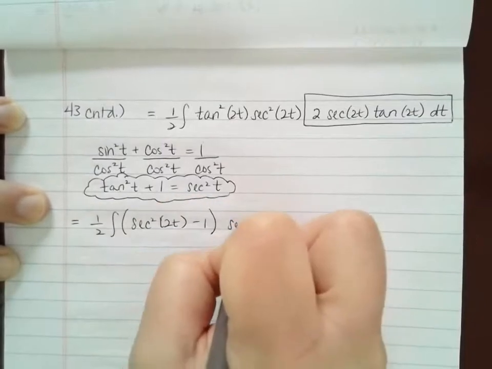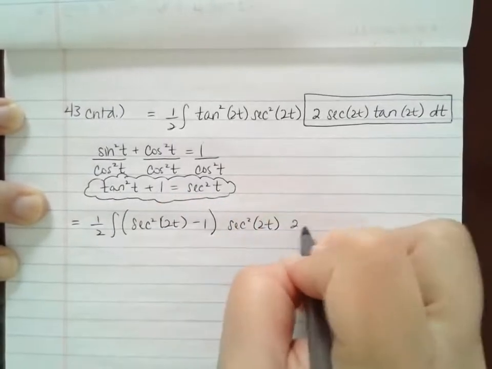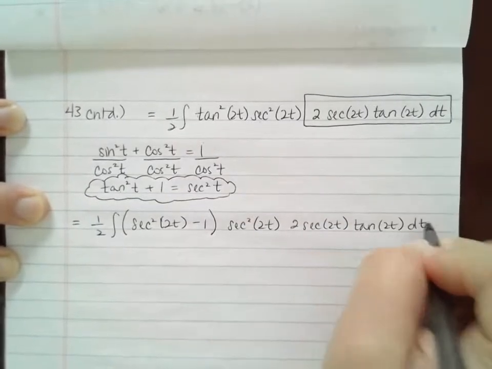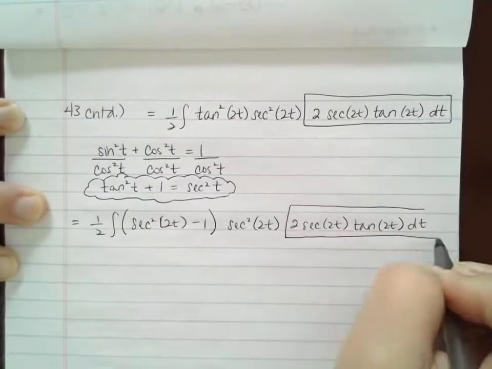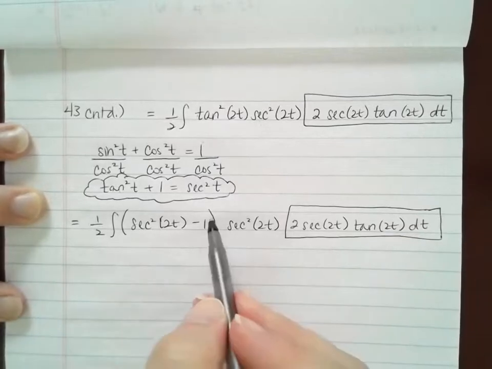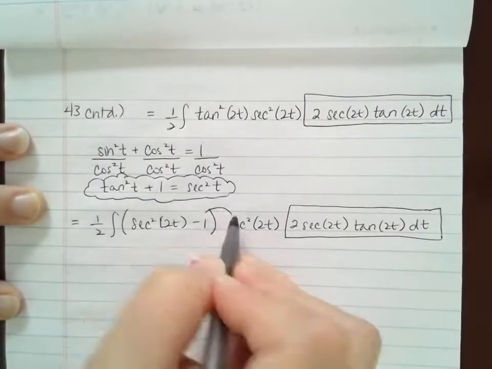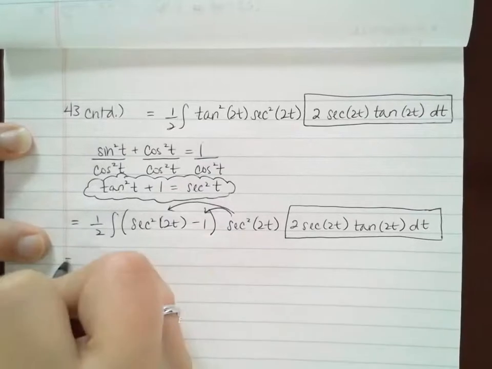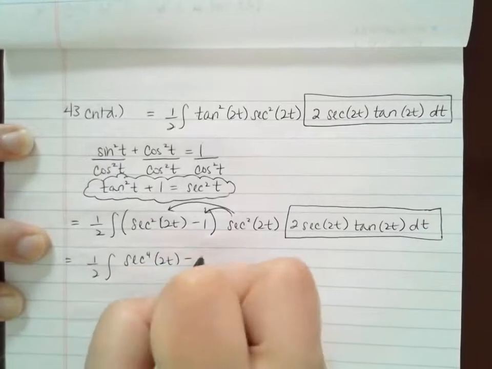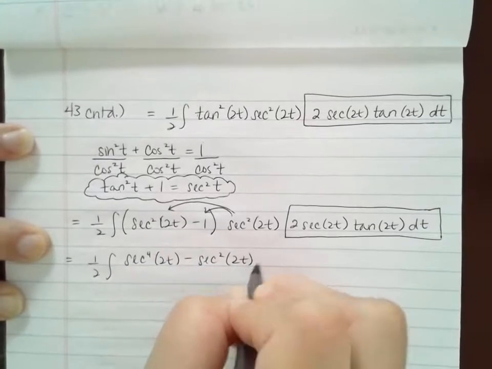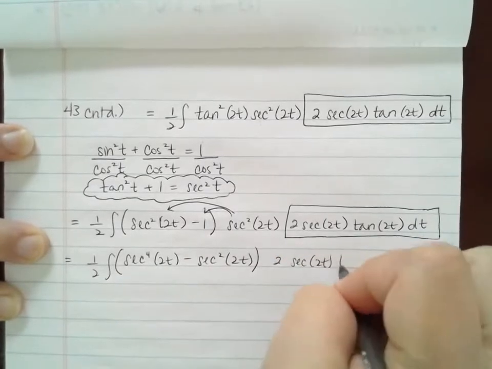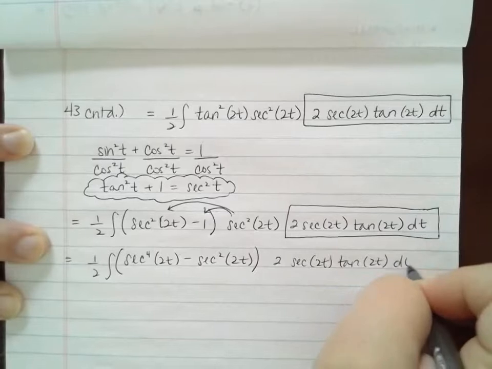This secant squared is fine, and then the 2 secant 2t tan 2t dt is still reserved for the derivative. Just like in the last example, this is a set of parentheses raised to the first power, so secant can be distributed in, giving me secant to the fourth 2t minus secant squared 2t would be appropriate, 2 secant 2t tan 2t dt derivative.